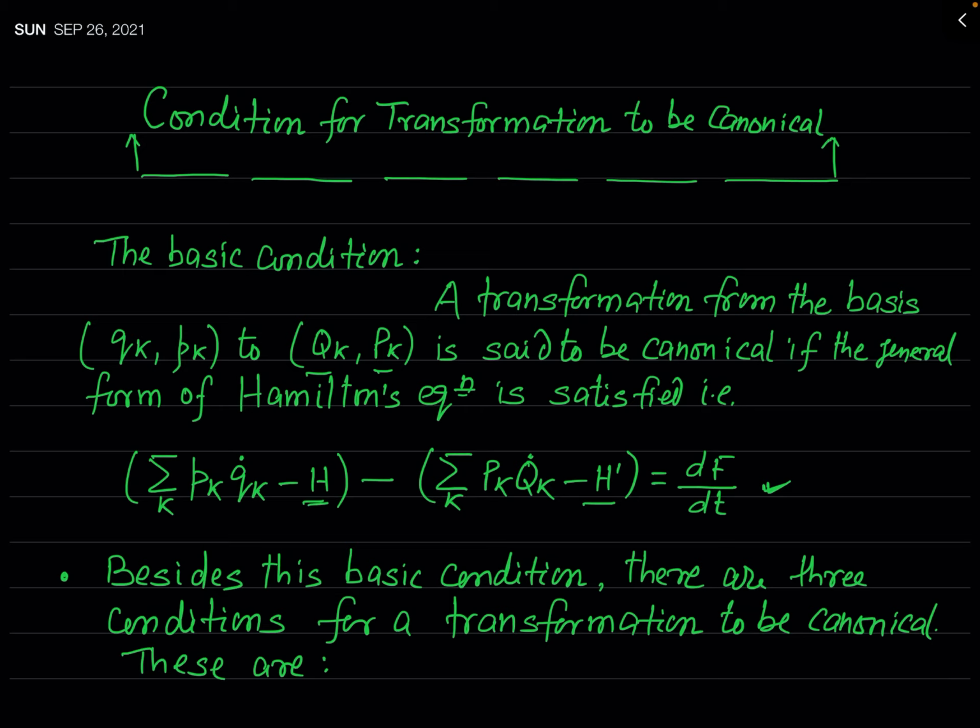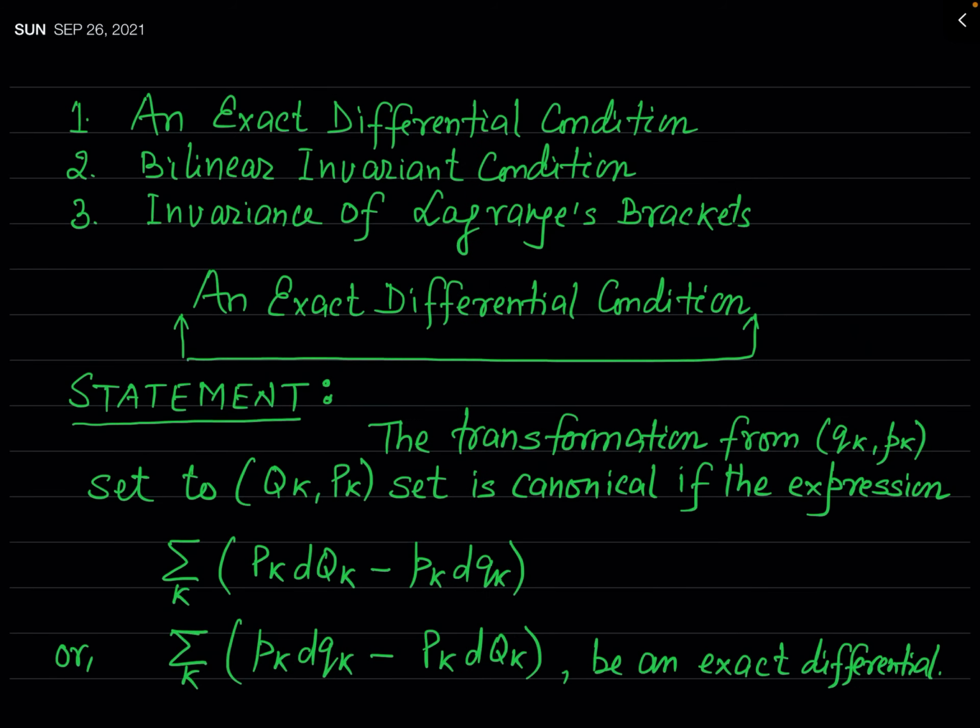But apart from this basic condition for a transformation to be canonical, actually there are three more conditions for a transformation to be canonical. And what are those three conditions? You can see here. The first condition is known as an exact differential condition. The second one is called bilinear invariant condition, and the third one is invariance of Lagrange brackets.